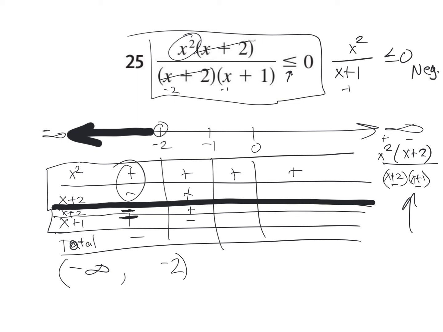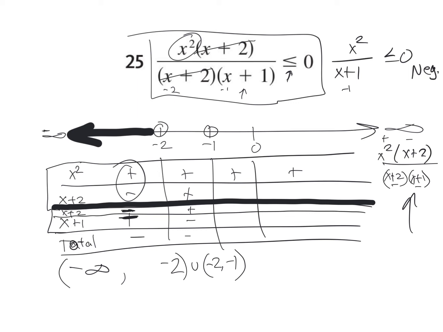So now what do we have? On the top is a positive. On the bottom we have negative. Positive divided by negative is a negative. So it's going to go from negative 2 to negative 1. And negative 1 doesn't work. Remember, it should be an open dot because it's in the denominator. You can't have 0 in your denominator.